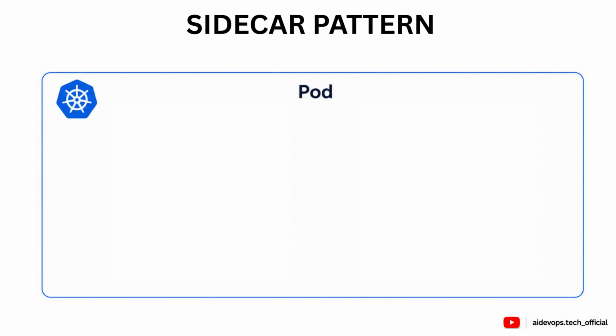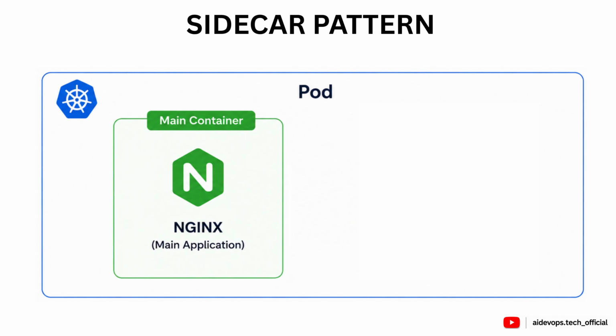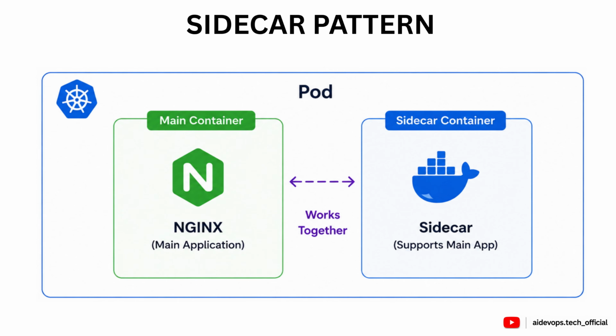Now let's see the sidecar pattern. The most common use case for the multi-container pod is the sidecar pattern. In the sidecar pattern, one container runs your main application, and another container runs alongside it to support the main application.